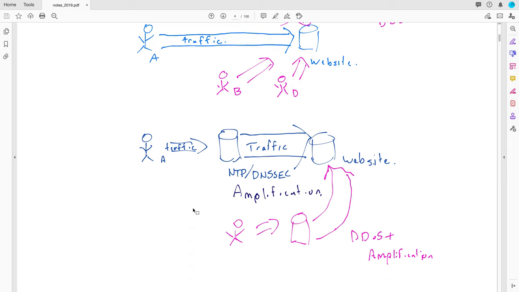Now you could also ask for other stuff too. So you could be like, what time is it? Or who are the last 100 people who have connected to you? And there were different things that this protocol supported. And so this server would reply with all the information, okay?